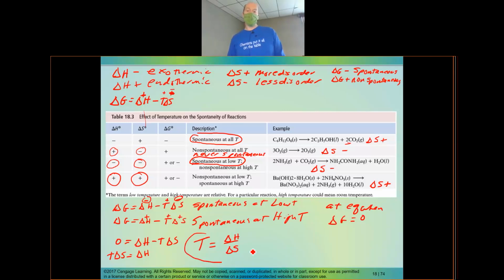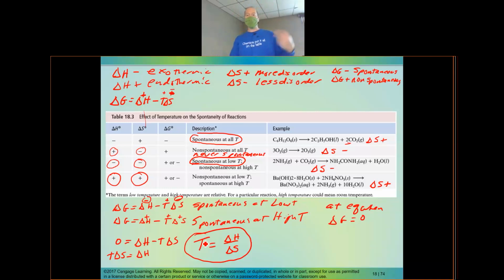And so when it says you're spontaneous at low or high temperature, the temperature that we're talking about is when you take your delta H and you divide by your delta S. That is the temperature that we are calling a low or high temperature. So if they were both negative, then it would have to be less than this temperature that you calculate, if they are both to be spontaneous. If they're both positive, then the temperature would have to be higher than this temperature that you calculate.